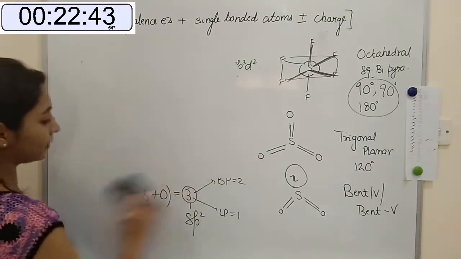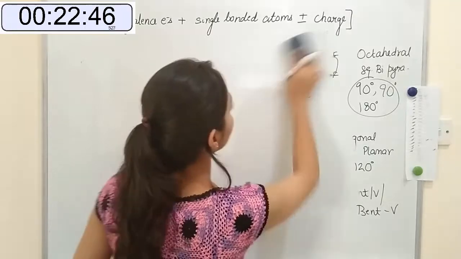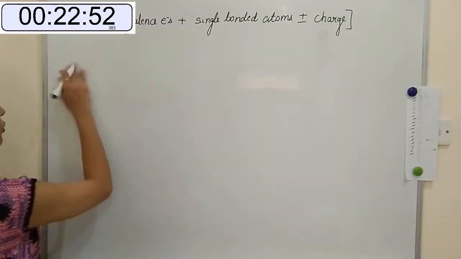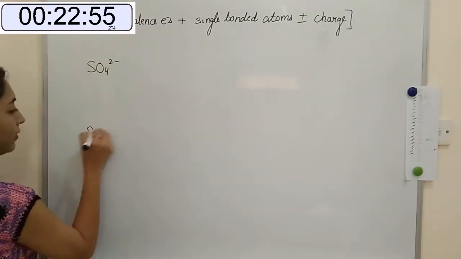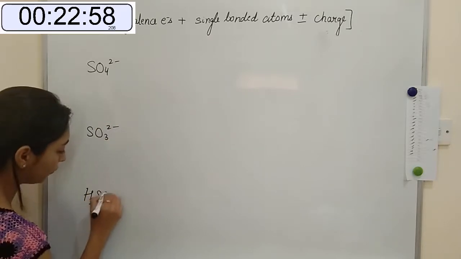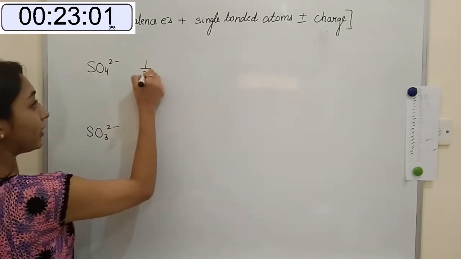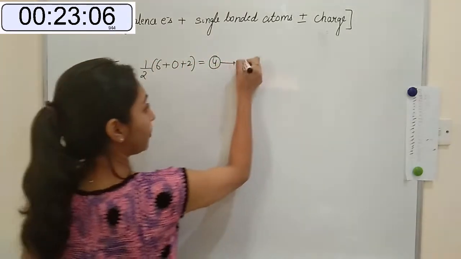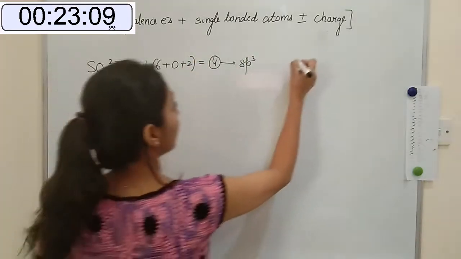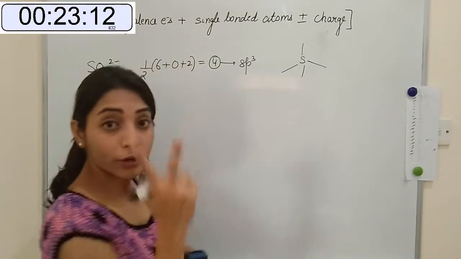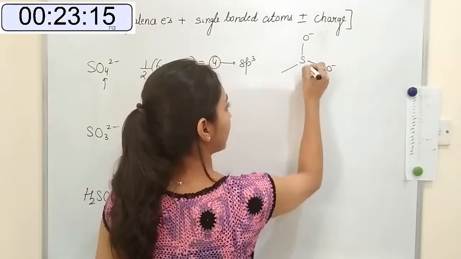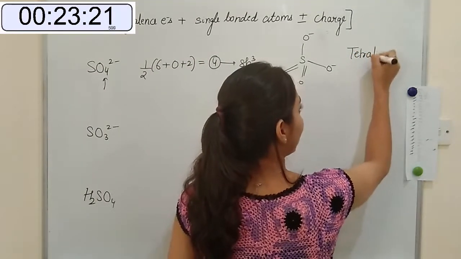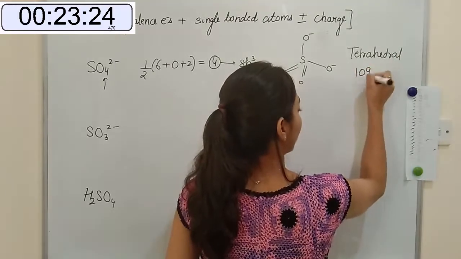Moving to other questions. Let me note down 3 more questions. So I have SO4 2-, SO3 2-. Now let us do H2SO4 and one more I'll be doing. So sulfur is 6 plus 0 plus 2, which is 4. 4 means sp3 hybridization. So 1 sulfur and like this. 2 negatives are there, so O minus, O minus. The other 2 will simply form a double bond. Understood? So the shape is again tetrahedral and the bond angle is 109 degrees 28 minutes.